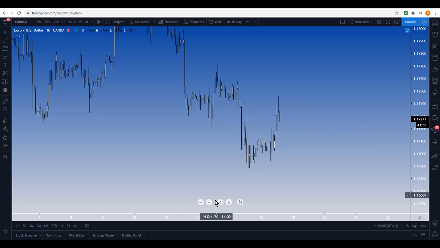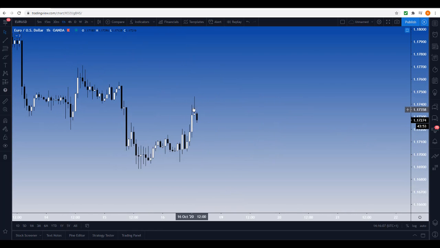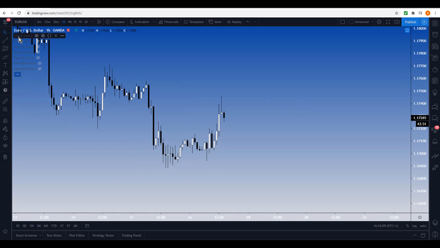Now this looks pretty promising, I've got to admit, this formation here. Now some of you might use EMAs.